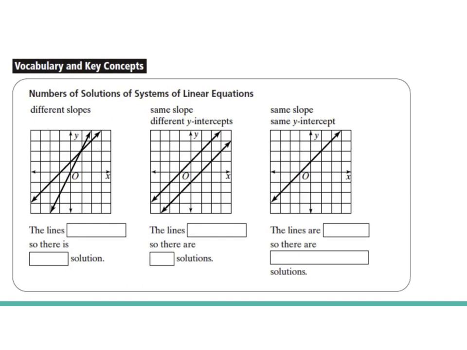And then our final example is we have two lines here. They are the same line. So they have the same slope. They have the same y-intercept. So these lines are identical. So all of their solutions, every point on that line is a solution to the system. We call that infinitely many solutions.